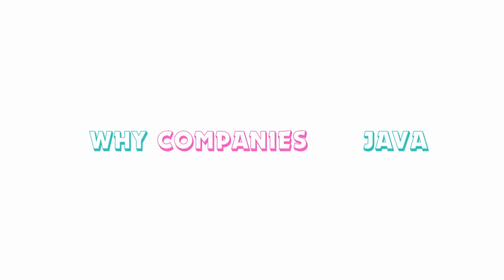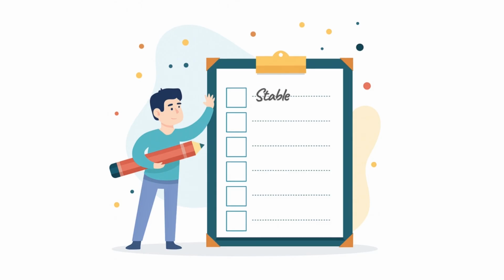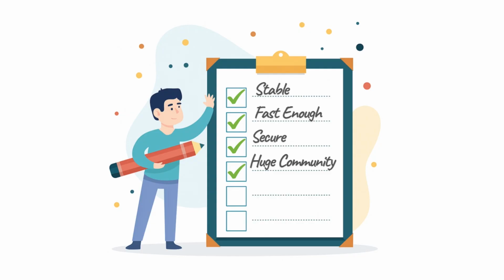Why do companies love Java? Java is popular because it's stable, fast enough, secure, has a huge community, and comes with tons of libraries. It's one of the safest choices for backend systems.